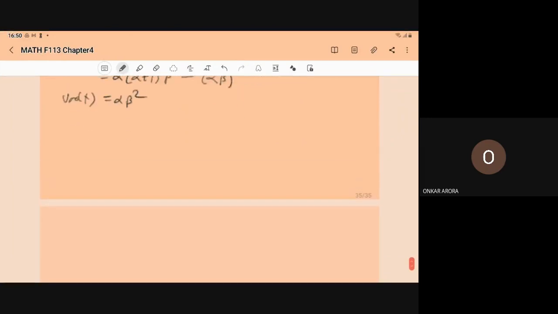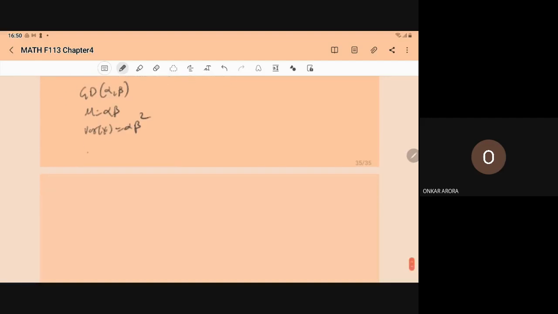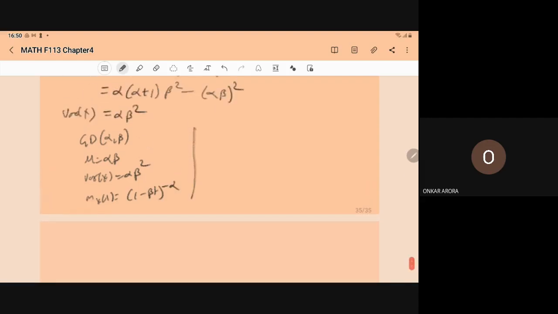For the gamma distribution with parameters alpha, beta, we have mu is equal to alpha beta, and variance of x is equal to alpha beta square, and the moment generating function M_x(t) is 1 minus beta t to power minus alpha. Now what do we put for the exponential distribution? The exponential distribution is the gamma distribution with alpha is equal to 1. So when alpha is equal to 1, mu will become beta, and variance of x will become beta square.